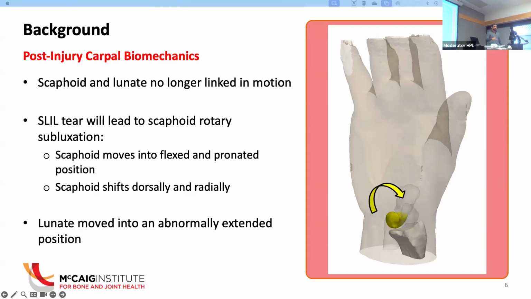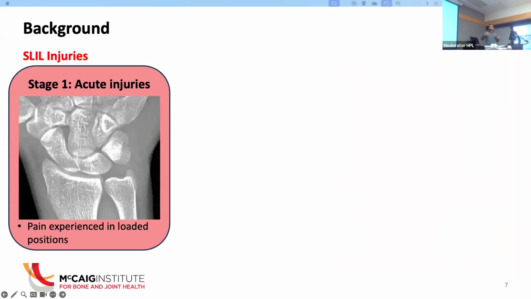And so the extension moment caused by the triquetrum, on the ulnar side of the hand, will rotate that lunate into extension. And so there is a well-established pathway for these injuries, from that initial insult or injury of the wrist, followed by carpal instability, and then eventually wrist osteoarthritis.